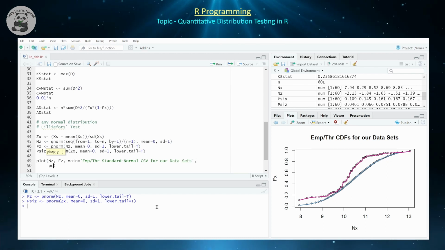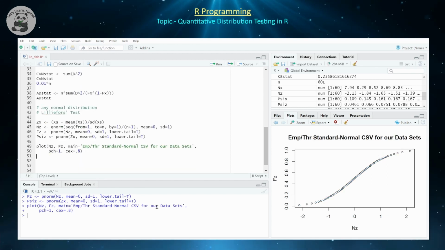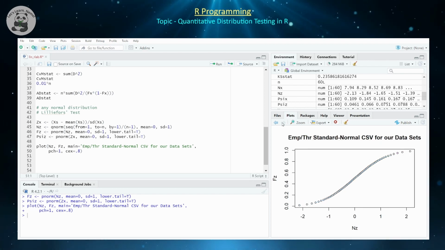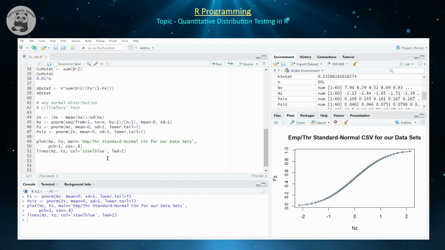And then we're going to set a pch of 1 and a dot size of, say, 0.8. Right, so it's going to have the same exact shape just as before. The only difference is the domain is different, but the cumulative values are going to be the same because of the same exact sample size. So then we're going to connect those points with lines. So NZ, FZ, color equals blue, and then lwd is equal to 2 for that line width. So that's our empirical CDF.